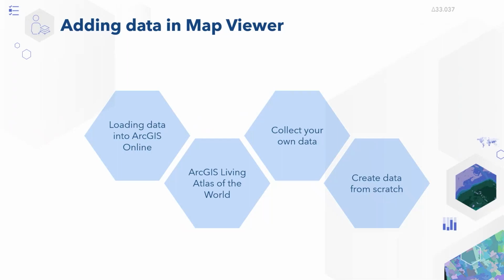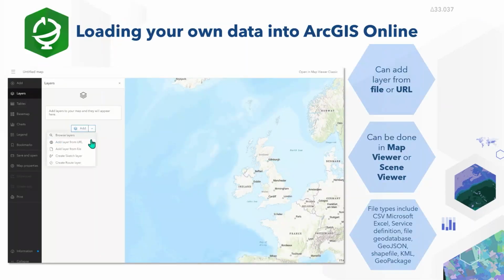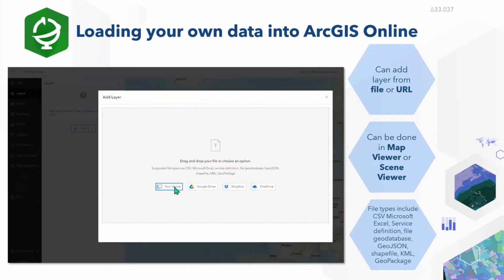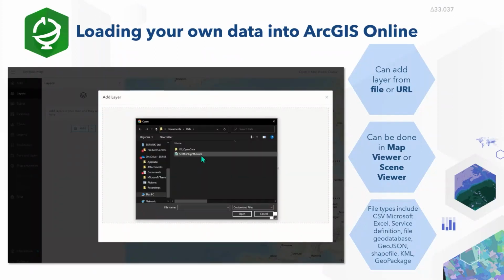There are 4 different ways that you can bring in data to work with in Map Viewer. The first of which that we'll take a look at is loading your data into ArcGIS Online. So in Map Viewer, you can add data by a file or by a URL. And you can do this as well in Scene Viewer too, but this example you can see on screen is just showing it in Map Viewer.